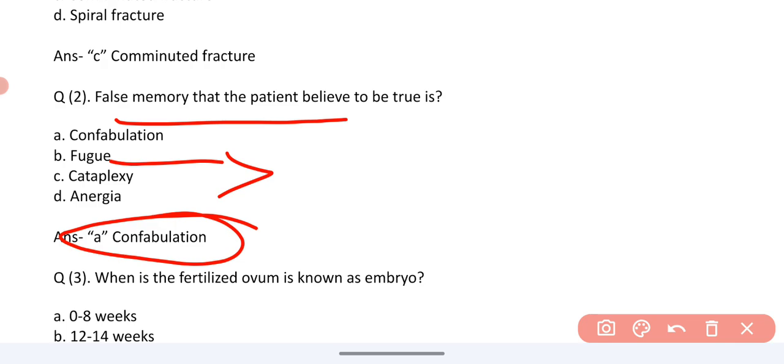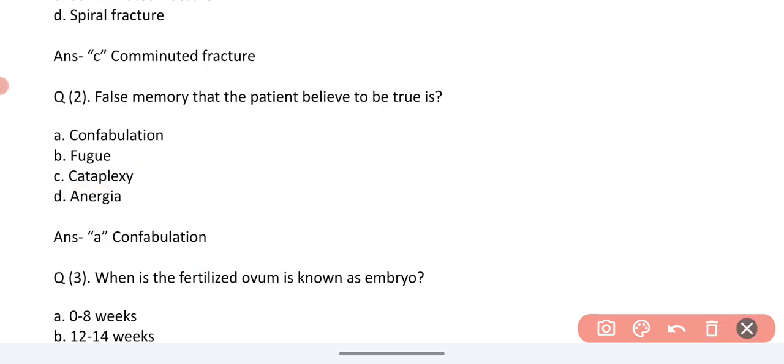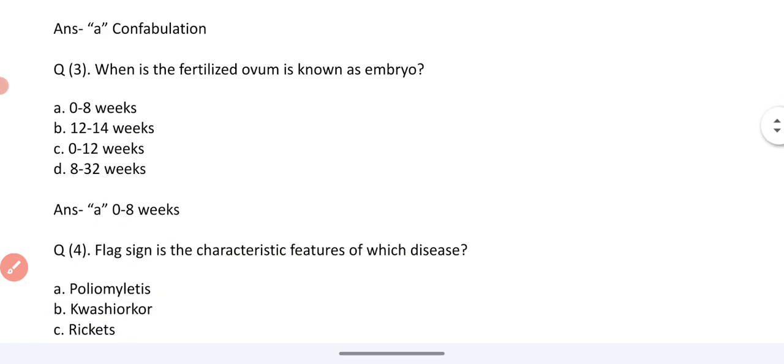That is called fugue. And the next one is cataplexy. The meaning of cataplexy is sudden, brief loss of voluntary muscle tone, triggered by strong emotions. This is the keyword. There is some psychological problem which is exposed by means of voluntary muscle tone loss. And the last one is anergia, which is nothing but an abnormal lack of energy. So for the false memory that the patient believed to be true, confabulation is the answer.